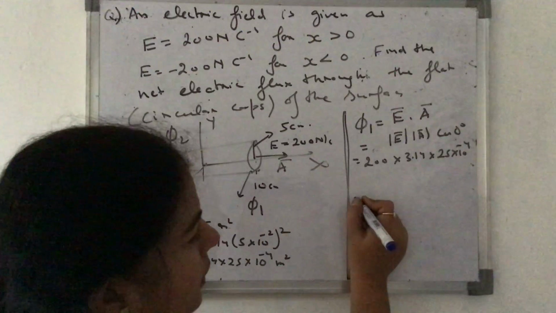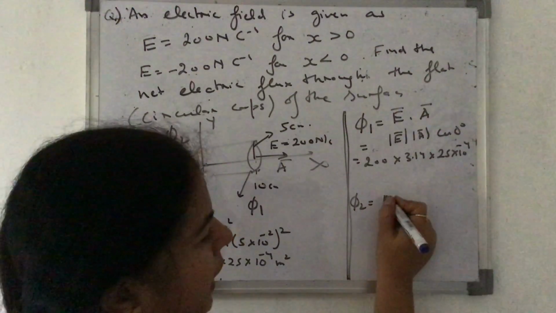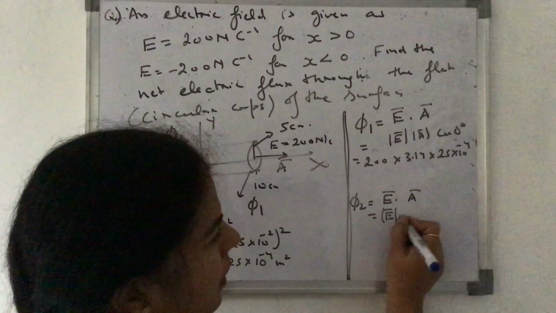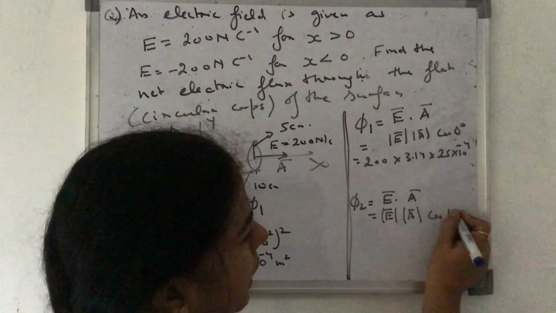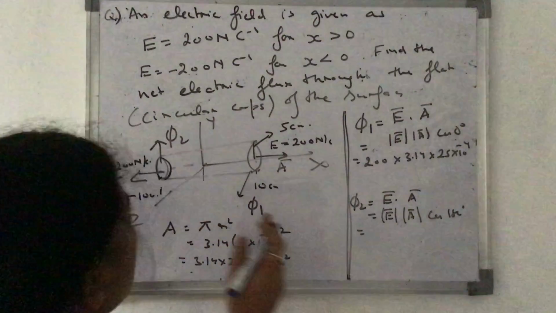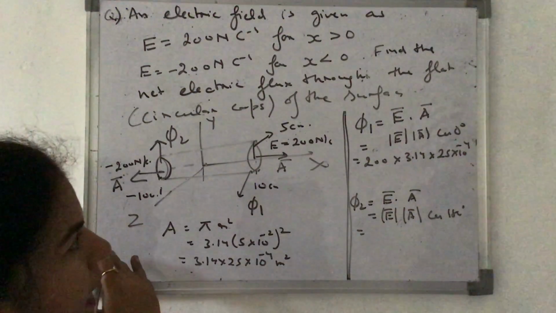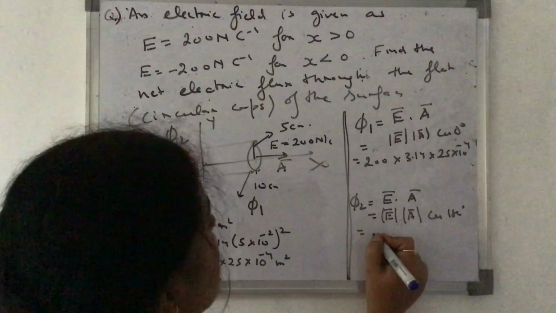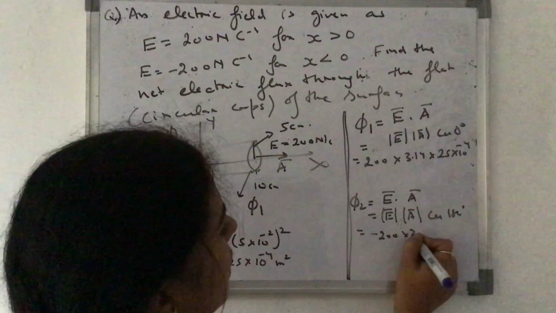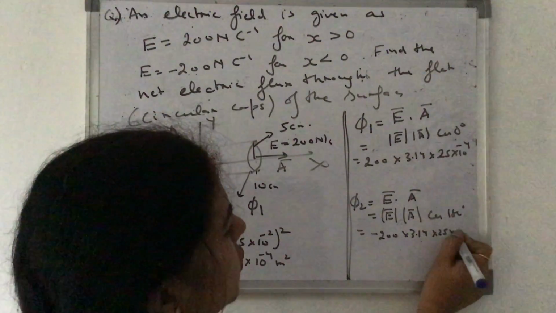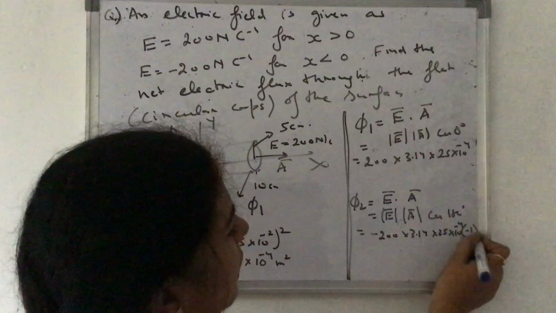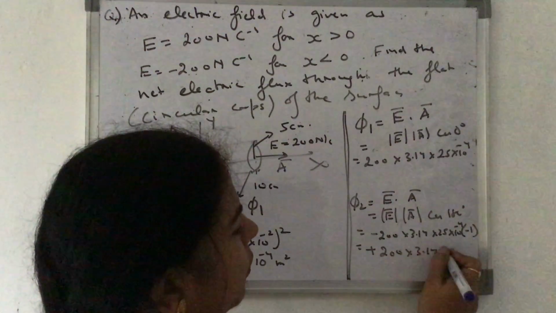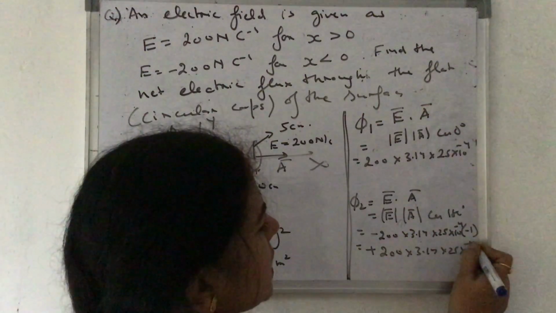Okay, let me solve it later. Phi2, what is Phi2 equal to? Phi2 is equal to E dot A again, and it is equal to magnitude of E, magnitude of A, cos of 180 degree. Here I am talking about the area which is on this side towards the negative x-axis. So this portion E is what here? E is minus 200. This is 3.14 into 25 into 10 raised to minus 4, and this is again minus 1. So this whole thing becomes again plus 200 into 3.14 into 25 into 10 raised to minus 4.